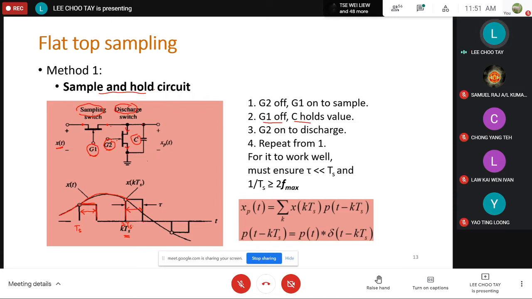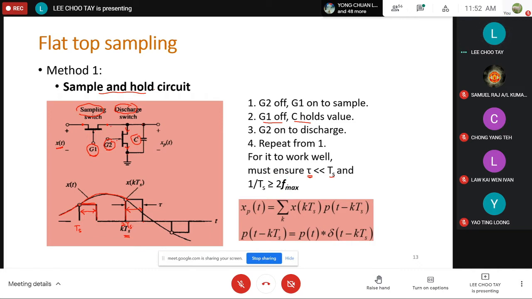Okay, and for this circuit or for this method to work well, you must make sure the pulse duration, which is tau, is very much shorter than our sampling period. So what does that mean? What is our sampling period? Your sampling period must be such that 1 over TS is your sampling frequency, isn't it? And your sampling frequency must be at least 2 times the maximum frequency in the signal that you are sampling.